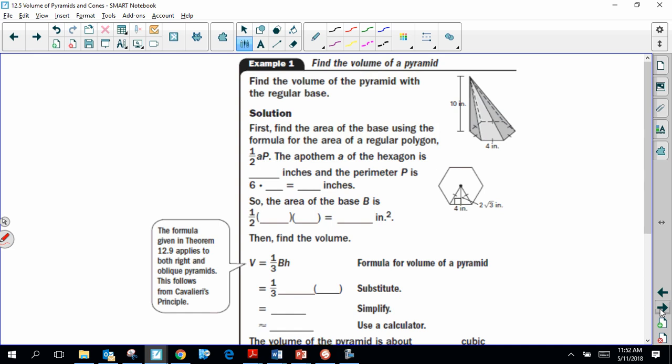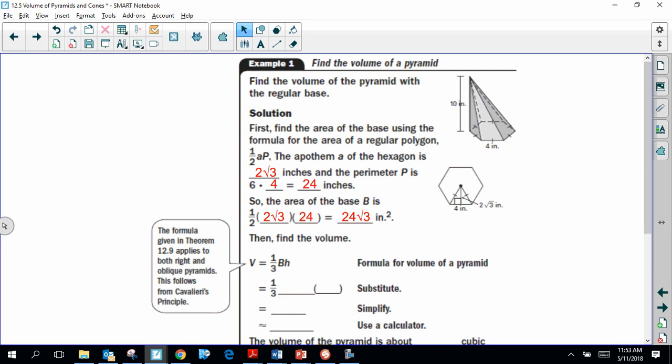Area of a hexagon is 1/2 times the apothem times the perimeter. So what's the apothem? In this case, the apothem would be 2 radical 3. And the perimeter is going to be the number of sides, 6, times the length of each side, which is 4, so the perimeter is 24. So substituting those into the equation for the area of a regular polygon, we get the area to be 24 radical 3 inches squared.